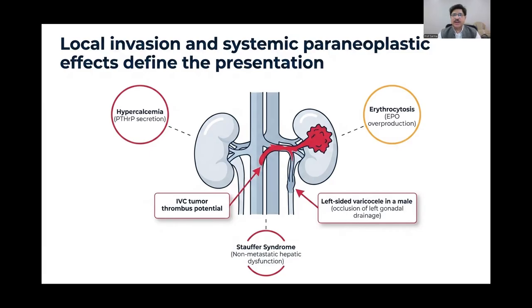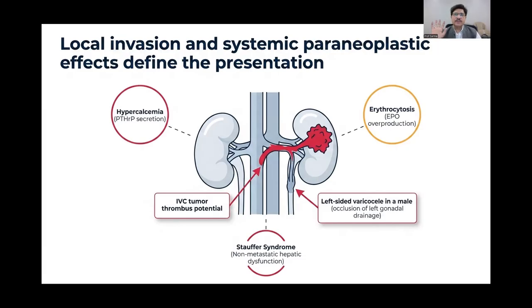There is a catch there, because a left-sided varicose vein is due to occlusion of the left gonadal vein. If the left gonadal venous drainage is occluded, left-sided varicosities will be there. So if a patient presents with varicosities and a renal tumor, the diagnosis is different. And erythropoiesis is also increased, EPO is more, and you will see polycythemia.